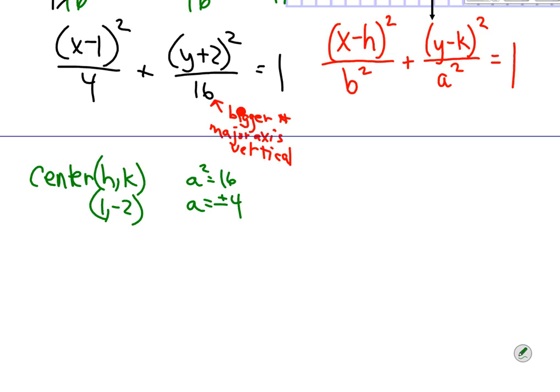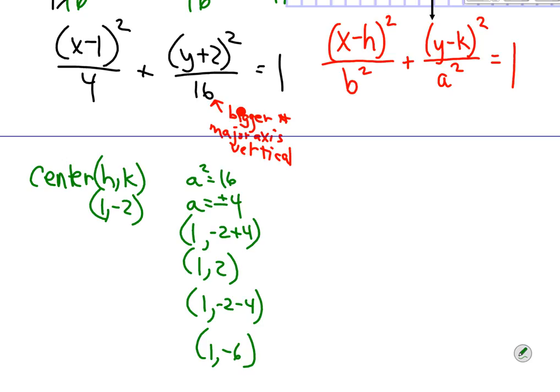So to get our vertices, and the a is going in what direction? Up or down, or left and right? In this case, up and down. In the last one, it was left and right, but now our a is going to tell us an up or down number. So we're going from the center. So our vertices are going to be 1 comma negative 2 plus 4. And the other one is 1 comma negative 2 minus 4. So they are 1 comma 2 and 1 comma negative 6.